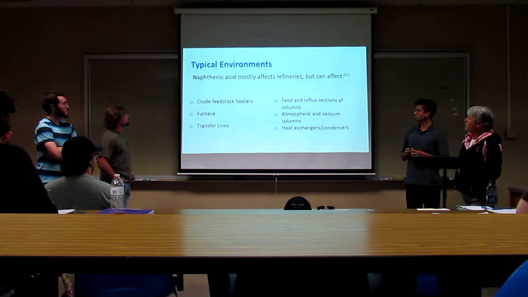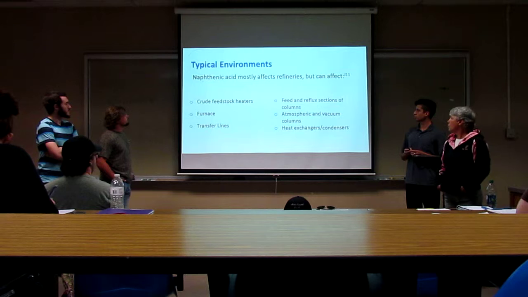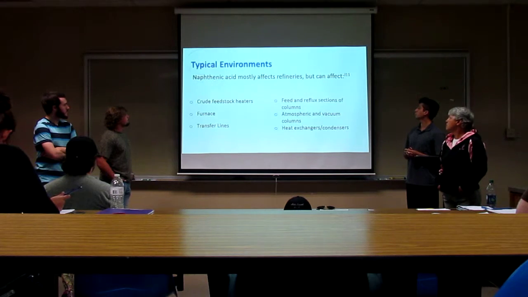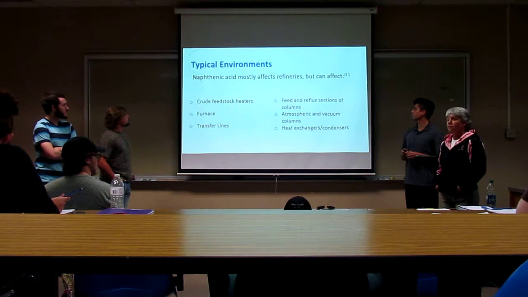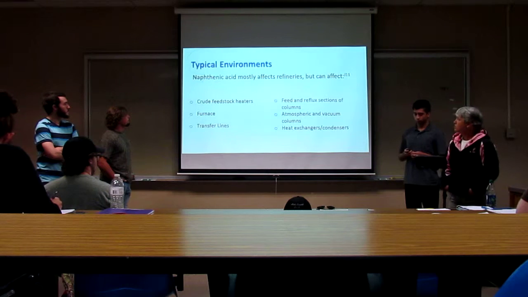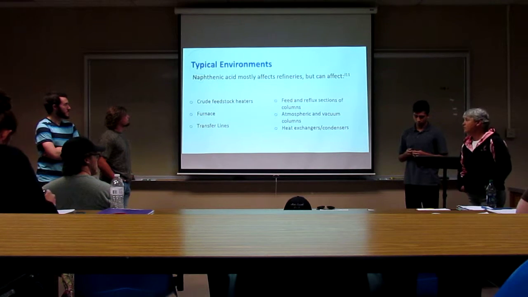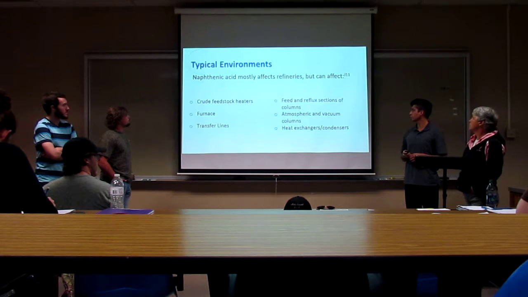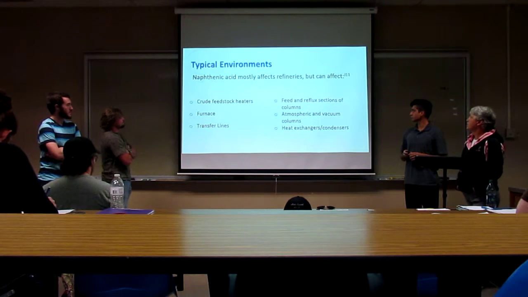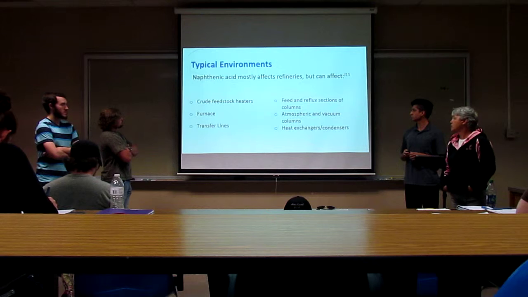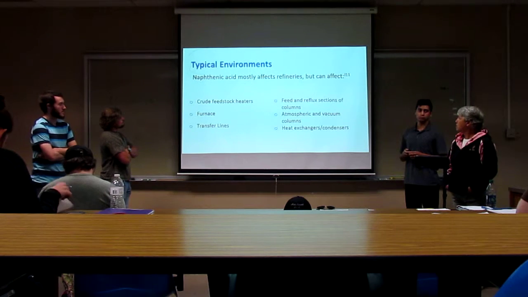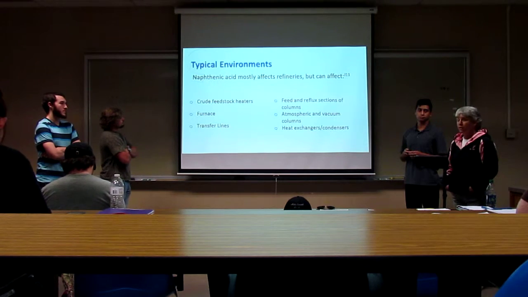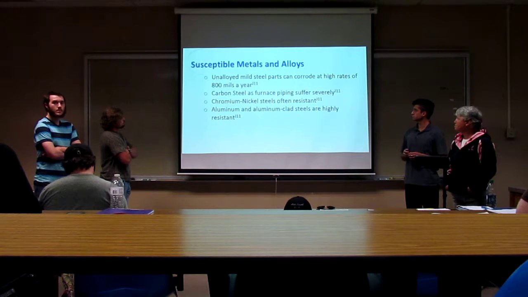The environment you're going to find it in, again, is going to deal with crude oil. It mostly affects refineries. It also can affect your crude feedstock heaters, your furnaces, your transfer lines. You'll see it in your feed and reflux sections of columns, atmospheric and vacuum columns, heat exchangers and condensers. So just throughout the crude refinery areas.